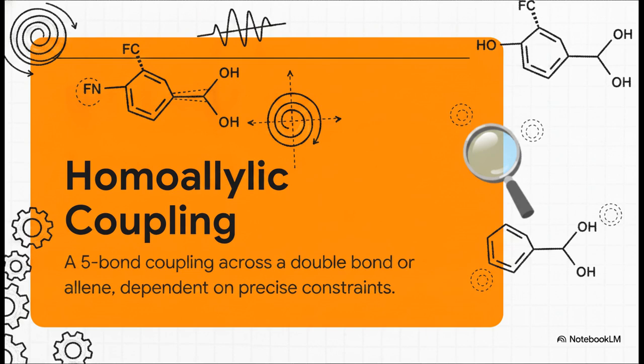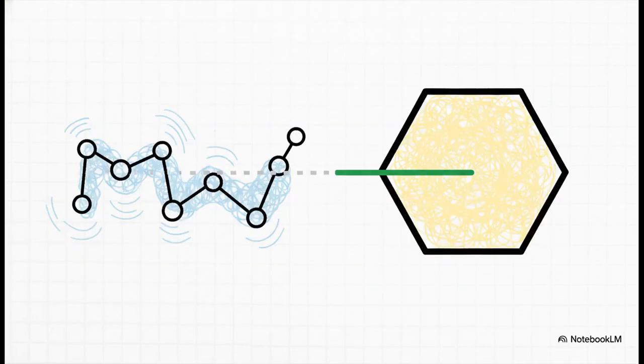But because we are getting further away, separated by a whole 5 bonds now, the physical requirements for these protons to actually communicate become even stricter. It becomes highly, highly dependent on precise structural constraints. In your standard open-chain acyclic alkenes, this 5J coupling is honestly barely noticeable because the molecule flops around way too much to maintain that perfect orbital overlap.